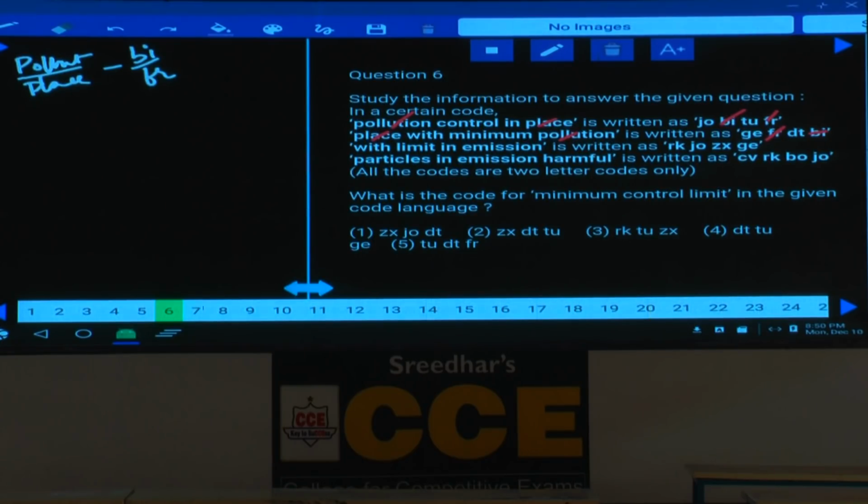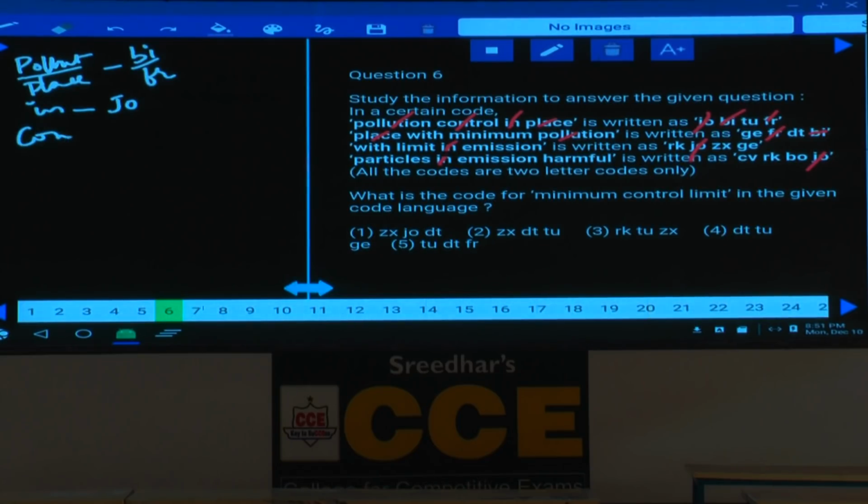Next one, if you compare the first one and the third, control in. Control and in, what is the word which is common here? In is the word which is common. As in is the word which is common here, then which code is common? JO, TU, JO, JO. JO is common between them. As JO is common, then in the first one, control is the only word left over.